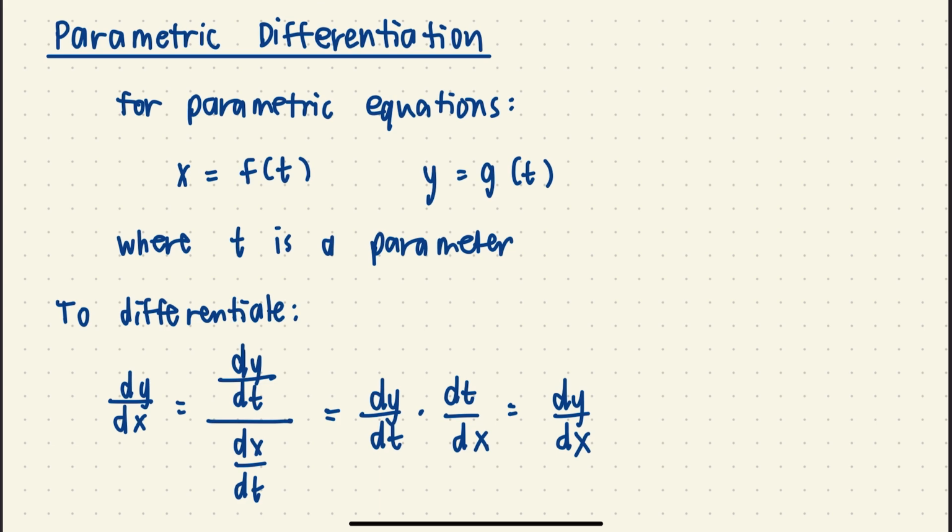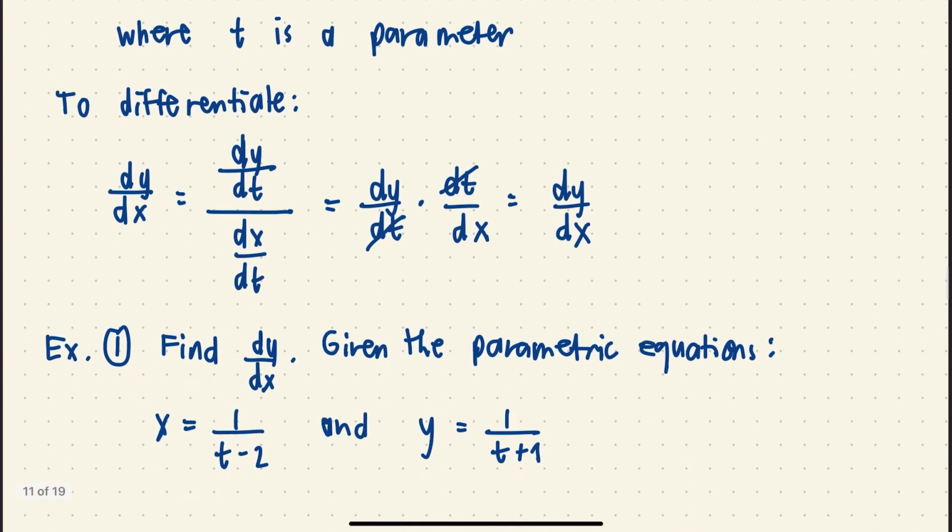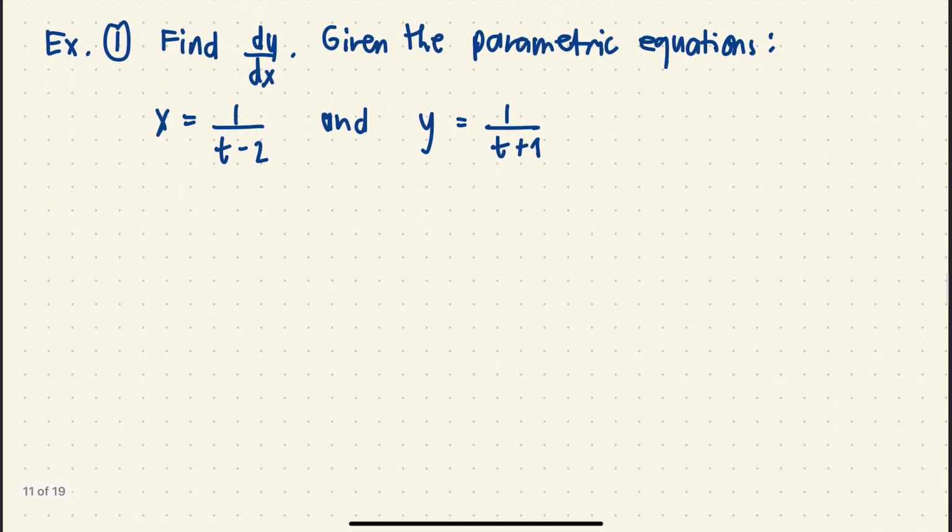Rearranging this, dt would cancel out. You'll have dy over dx. Let's try an example so we can better understand. Example number 1 says you have to get dy over dx given the parametric equation. So we start by getting the derivative of x with respect to t.